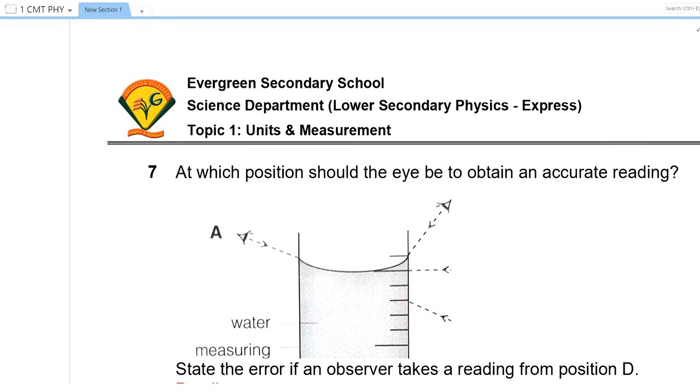Where should we place our eye to get an accurate reading? Okay, this one over here. What do you have in our notes? C. Okay. What is the error if I read from A, B, or D? Parallax error.